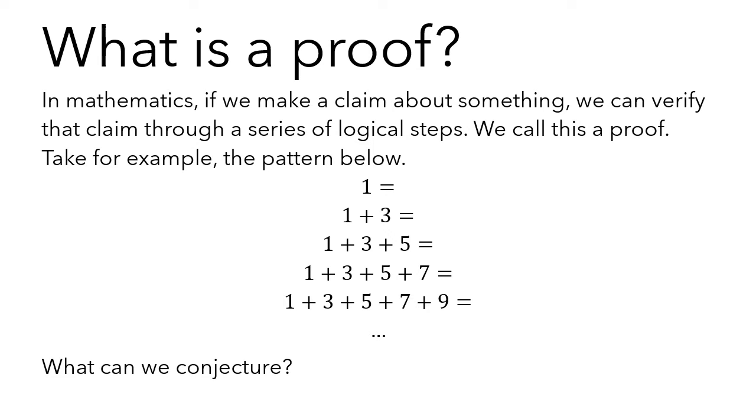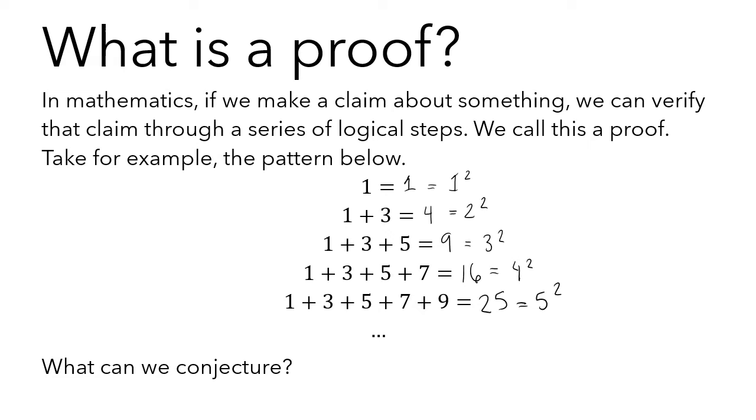So take, for example, the pattern below. You see we are adding consecutive odd numbers in order. So 1 and then 1 plus 3, 1 plus 3 plus 5, so on and so on. Let's see what these equal. So obviously 1 equals 1, 1 plus 3 equals 4, 1 plus 3 plus 5 equals 9, then 16 and 25. Now if you notice, 1, 4, 9, 16, 25 are actually perfect squares, which we can rewrite as 1 squared, 2 squared, 3 squared, 4 squared, and 5 squared.